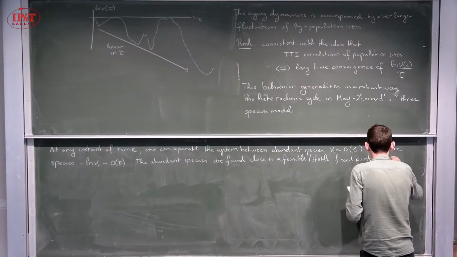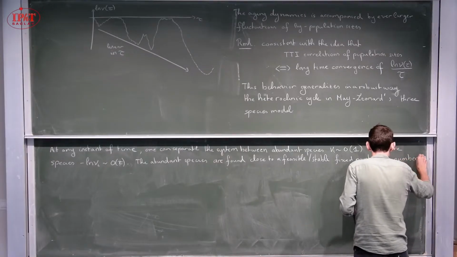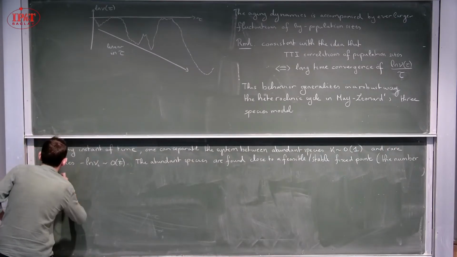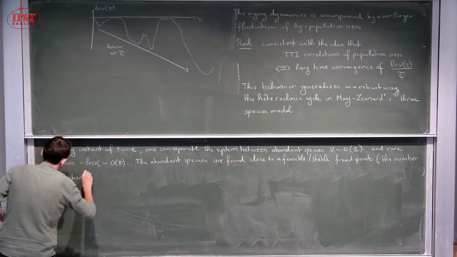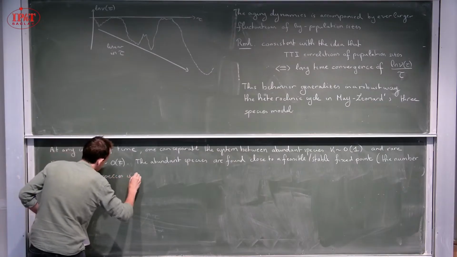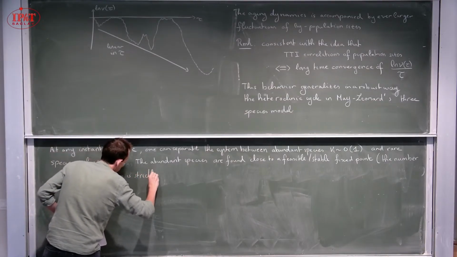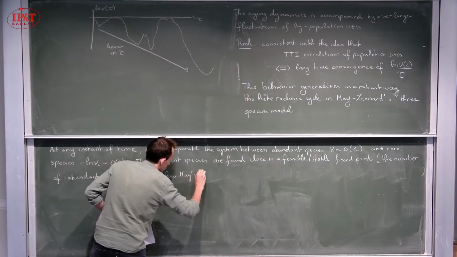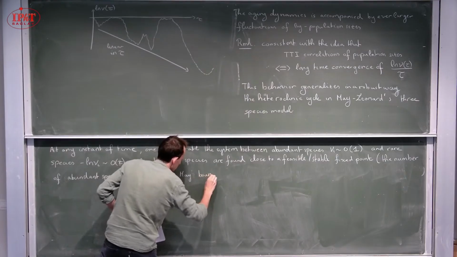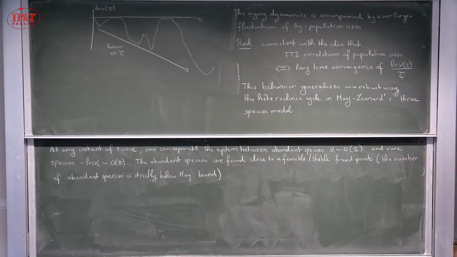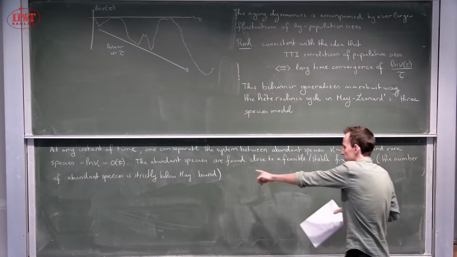And the number of abundant species is strictly below May's bound. So this is a condition on the fraction of surviving species for a given value of the disorder. So you are strictly below this.